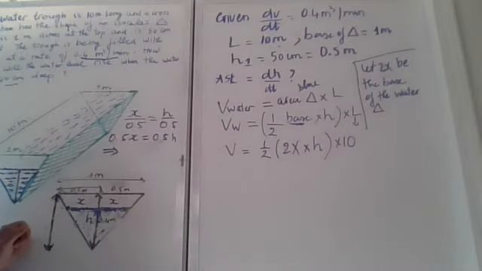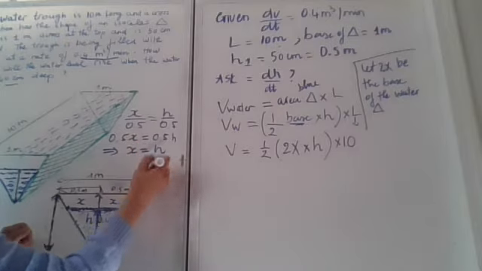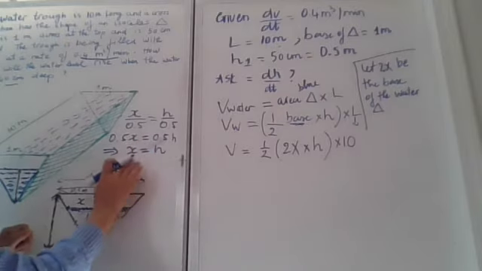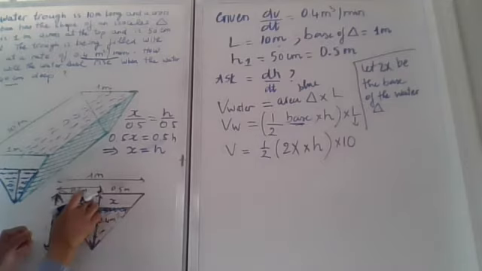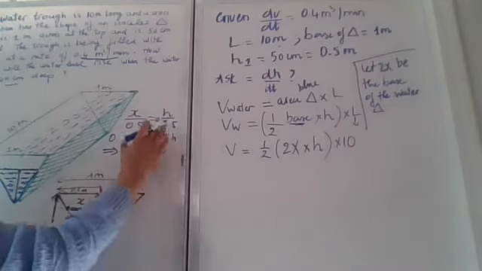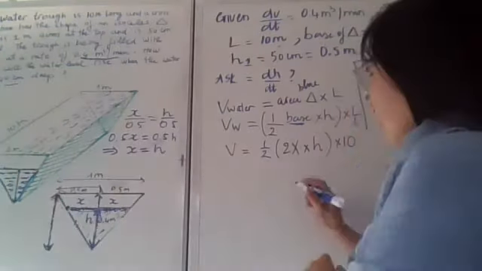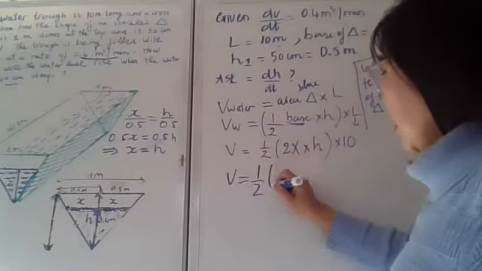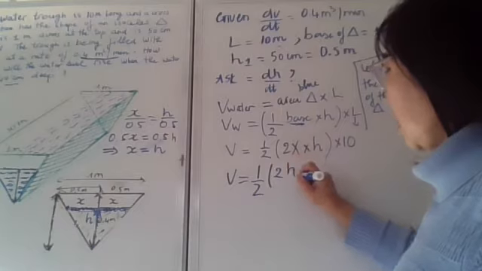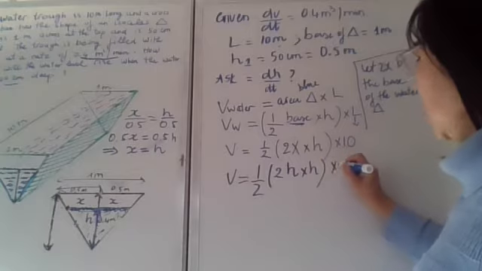So what does it tell us? It tells us that the x here equals the h in this case, right? The x length here equals the h length here. So this x equals this h. So now we know x equals h already based on this ratio. We can substitute x in terms of h. So go back here, I'm going to say 1/2 times 2. x now becomes h, right? Because I know they're equal, times h times 10.